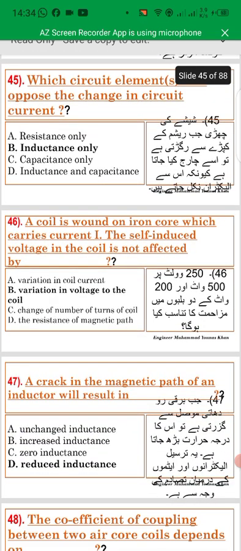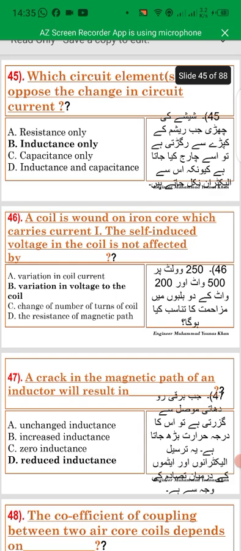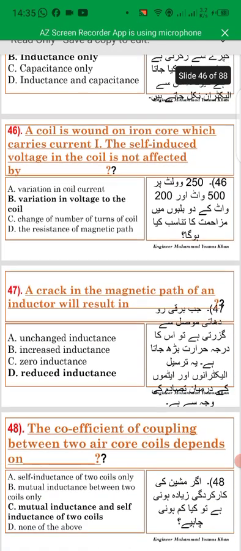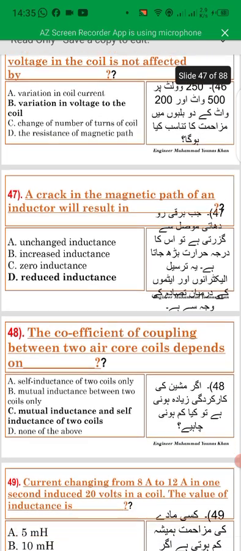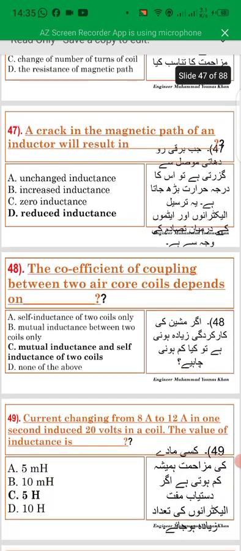A coil is wound on an iron core which carries current I. The self-induced voltage in the coil is not affected by variation in voltage to the coil. A crack in the magnetic path of an inductor will result in reduced inductance.